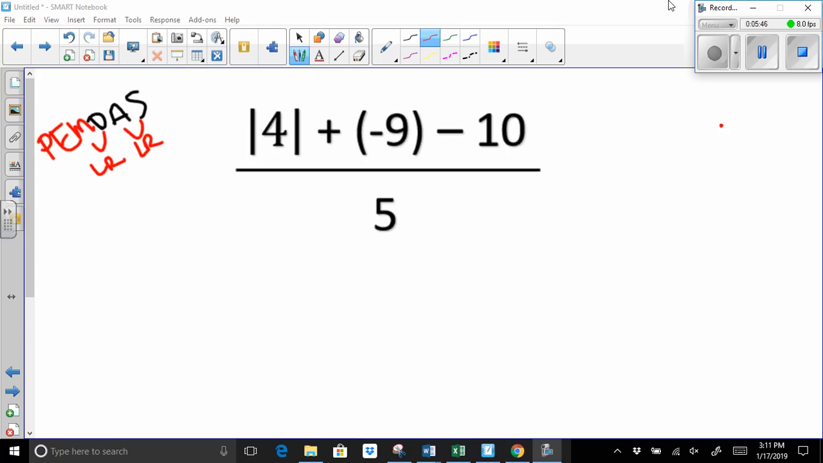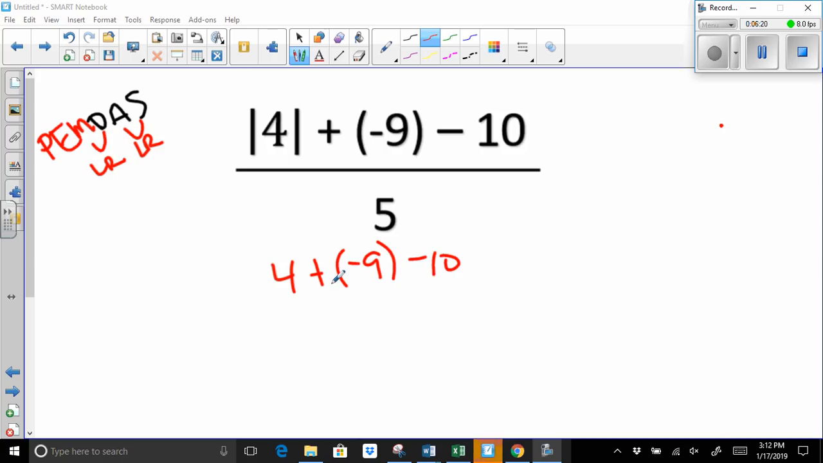For this problem, we have the absolute value of 4, that's what those bars mean, plus negative 9 minus 10, all divided over 5. So with this problem, we want to get all the numbers down on one line. So let's take care of everything that's up top here, and then we can divide by 5 at the very end. So I'm going to rewrite this. First of all, the absolute value of 4 is a positive 4, because 4 is 4 spaces away from 0. I'm going to go ahead and bring everything else down.